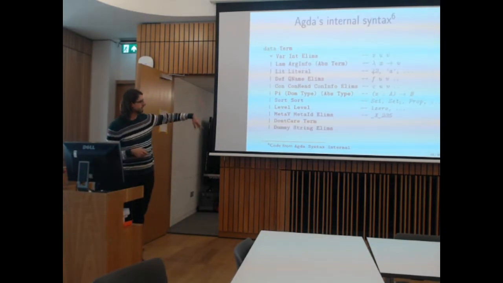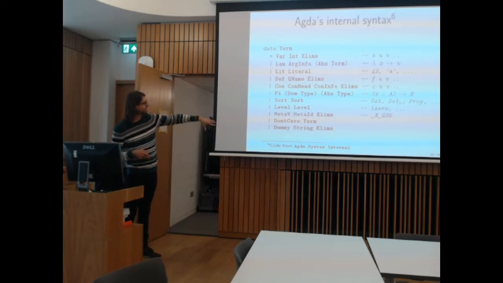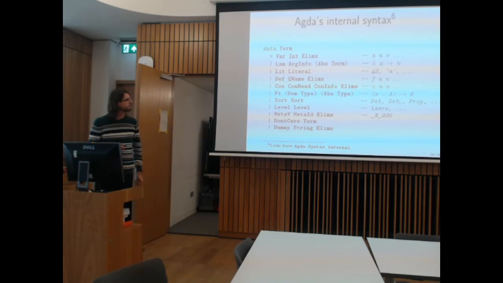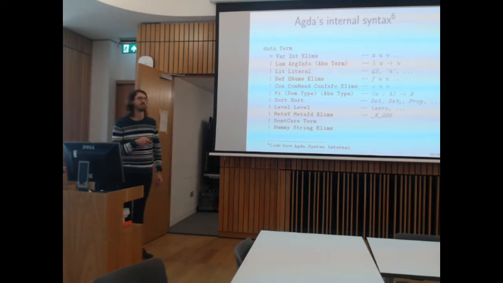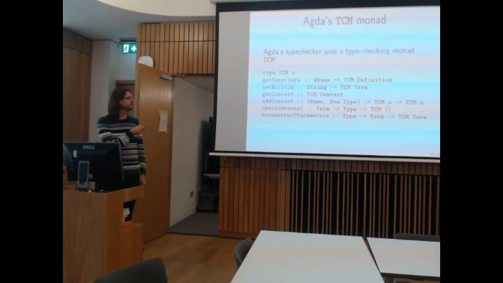And then this is the internal syntax that I'm sure you all know, but I gave a version of this slide before, so I wanted to show this. This is Agda's internal syntax. There are variables, lambdas, applications, pi types, sorts. And then this type checking monad has a bunch of very useful operations. I listed a few here that we're using in the backend.